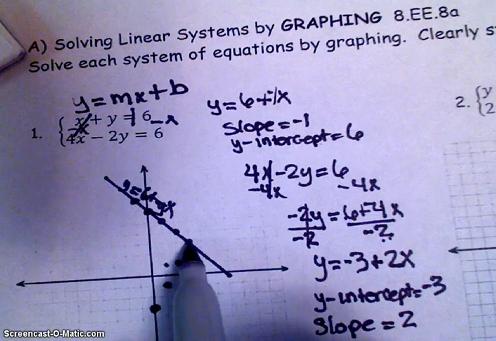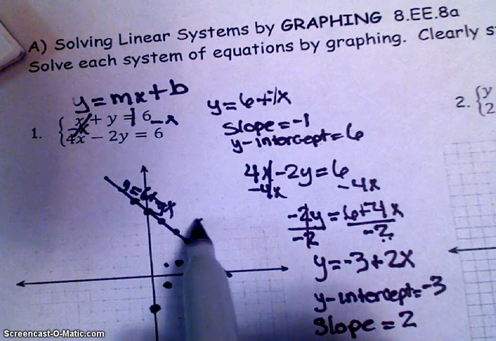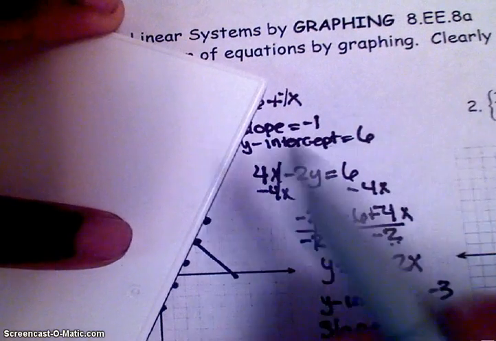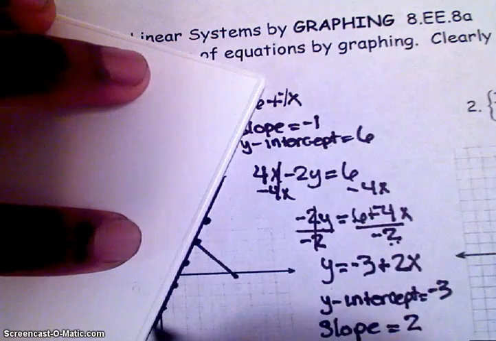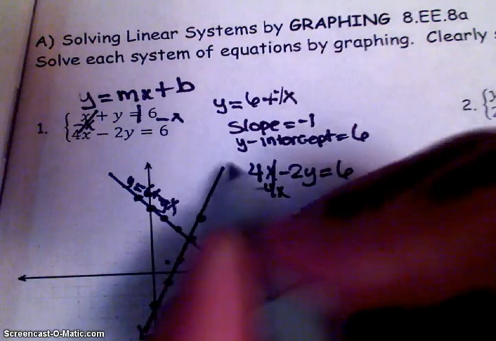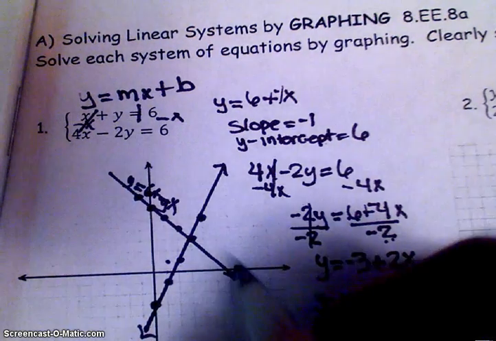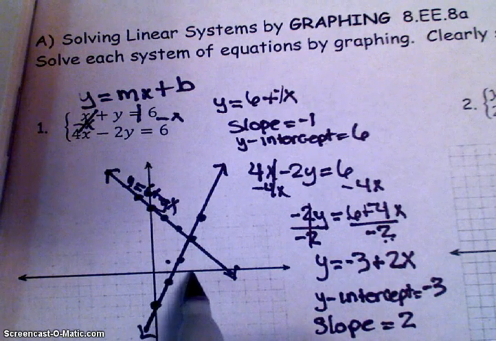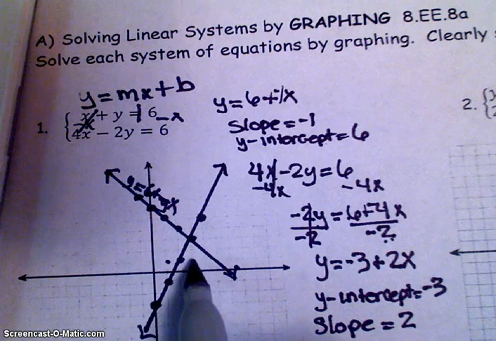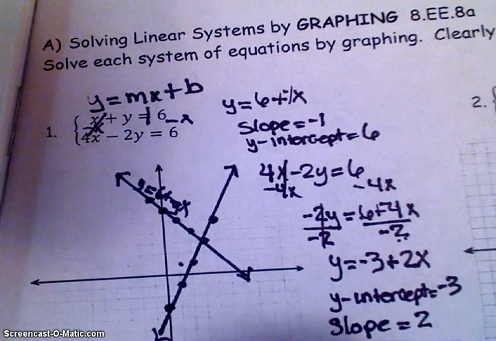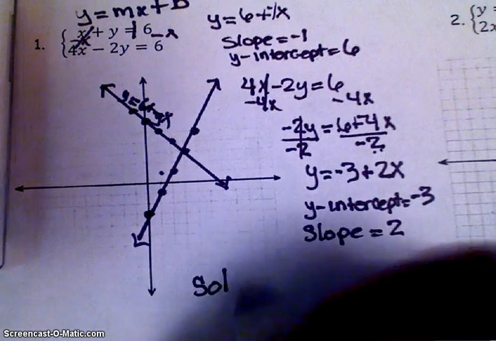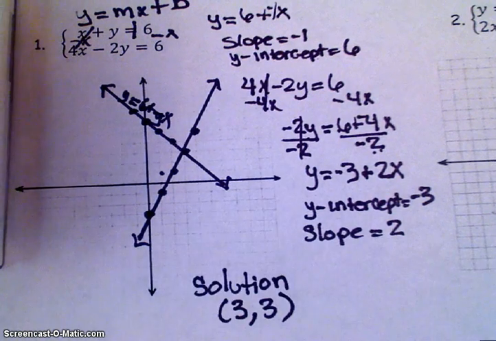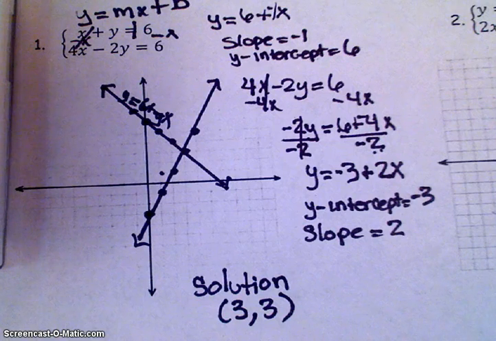Up 2 over 1, up 2 over 1, up 2 over 1. I can already see where they're going to intersect. I'm going to go ahead and graph that line. And so my intersection is at 1, 2, 3. So x is 3. And I go up 1, 2, 3. Y is 3. So my solution is 3, 3.